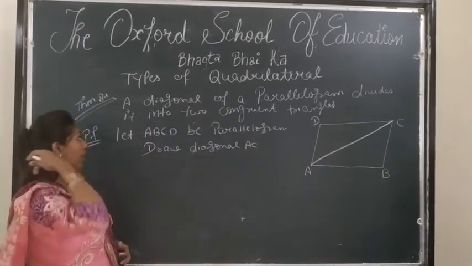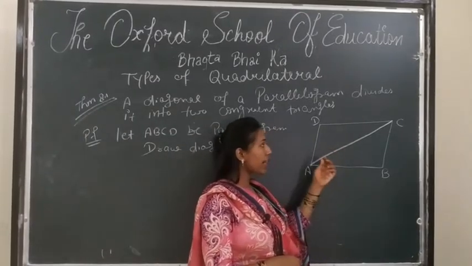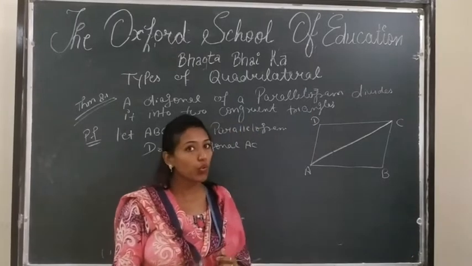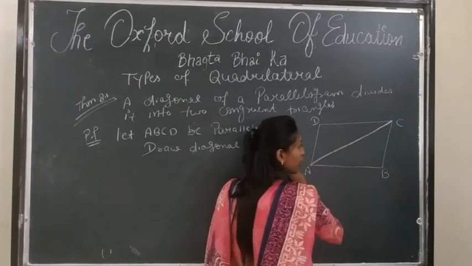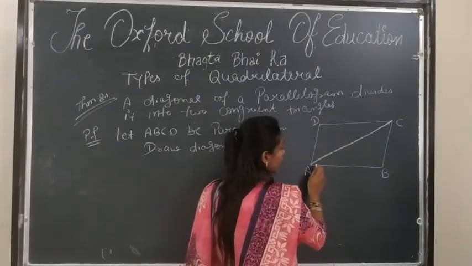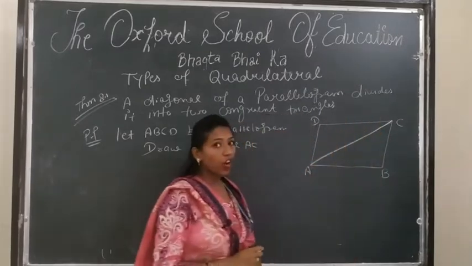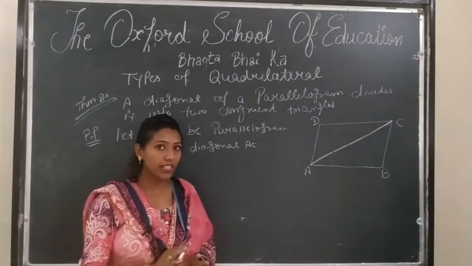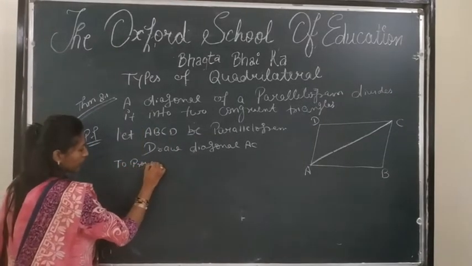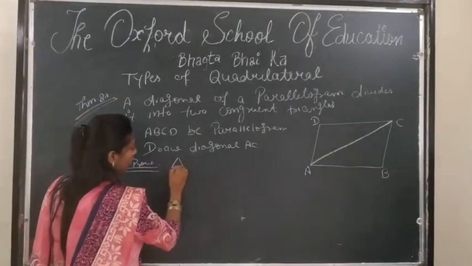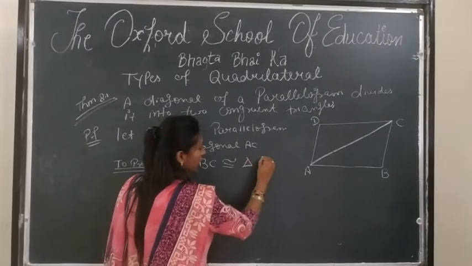Now what do we have to prove? Observe that the diagonal AC divides the parallelogram into two triangles, that are triangle ABC and triangle ADC. Now we have to prove these triangles are congruent. So to prove triangle ABC is congruent to triangle ADC.